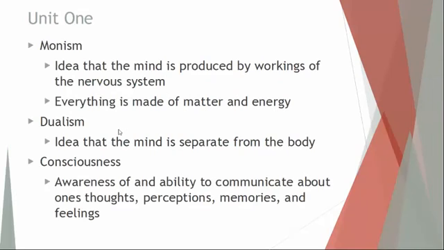Alright, our first unit that we will talk about various fields of psychology and how they interact with physiology. And the first few points here are more definitions than anything else. Monism, Dualism. Monism is the idea that the mind is produced by workings of the nervous system. And of course, mono is a reference to one. This is the idea that the mind and the body are one continuous unit, one continuous item.